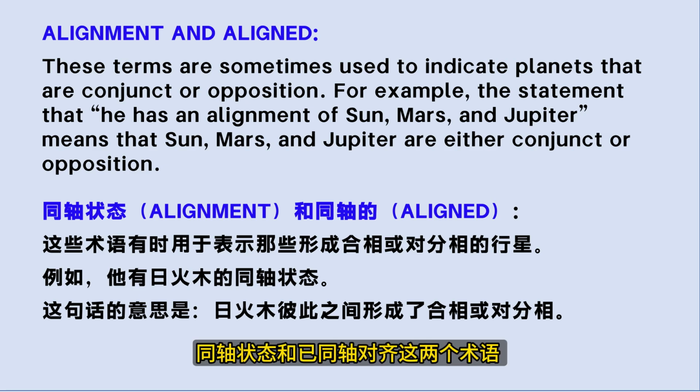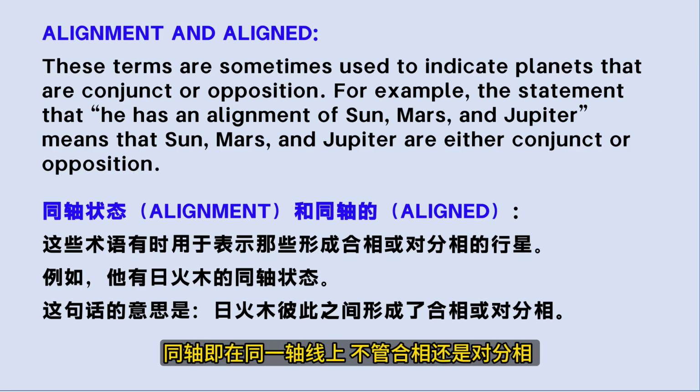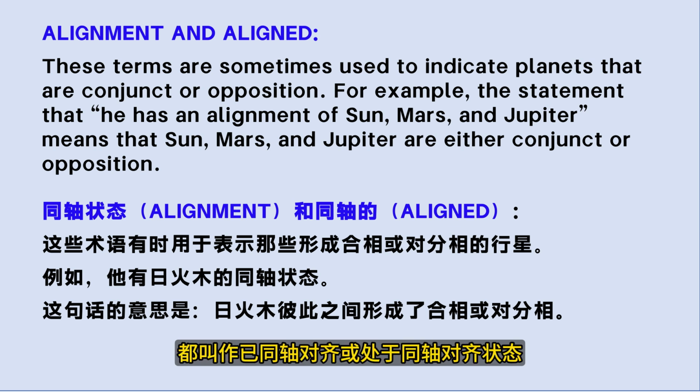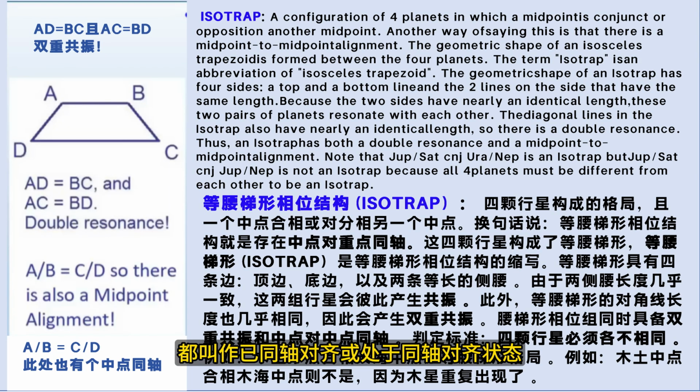The terms alignment and aligned. These terms are sometimes used to indicate that planets are conjunct or opposition. So you'll hear a statement like an alignment of Sun, Mars, and Jupiter means that they're either conjunct or opposition. So alignment means on an axis, conjunct or opposition. They are aligned or in an alignment. That's what it means in vibrational astrology.